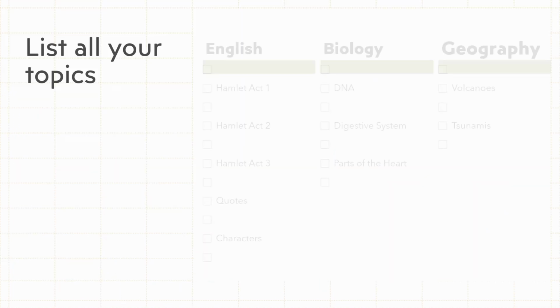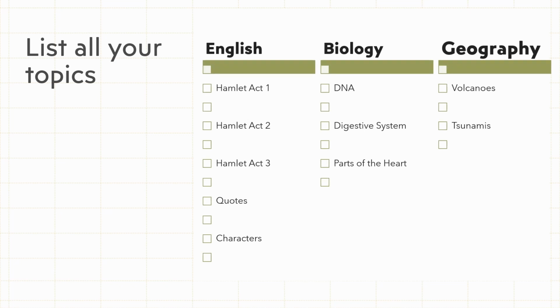Section 3 is to make a list of all of your topics. This will be the most time-heavy section of creating your study plan, but you do need to do this to ensure that you cover everything before your exams start. So go through all of your subjects that you have exams in, make a list of them, and then make a list of subtopics for each subject.